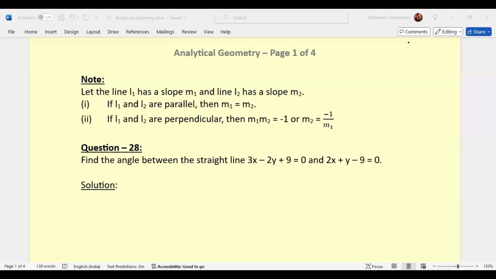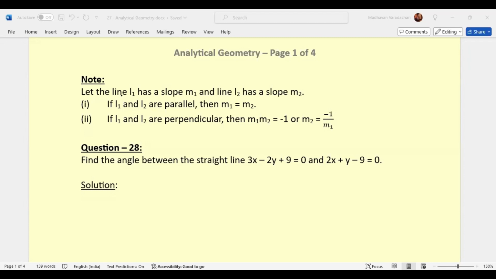Hello everyone. This is in continuation to our topic analytical geometry. We already had seen about angle between two lines. Further, we will note this one. If two lines are parallel, then their slopes will be equal. And if two lines are perpendicular, then the product of their slopes will give you -1.